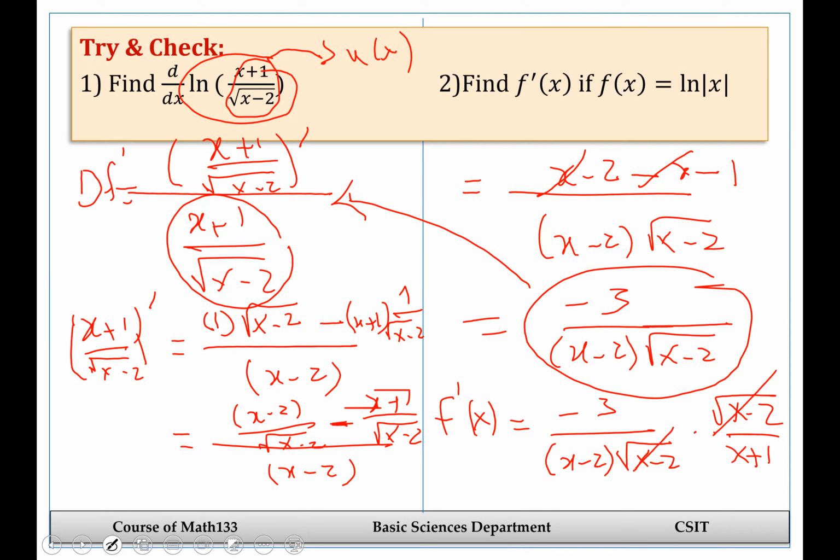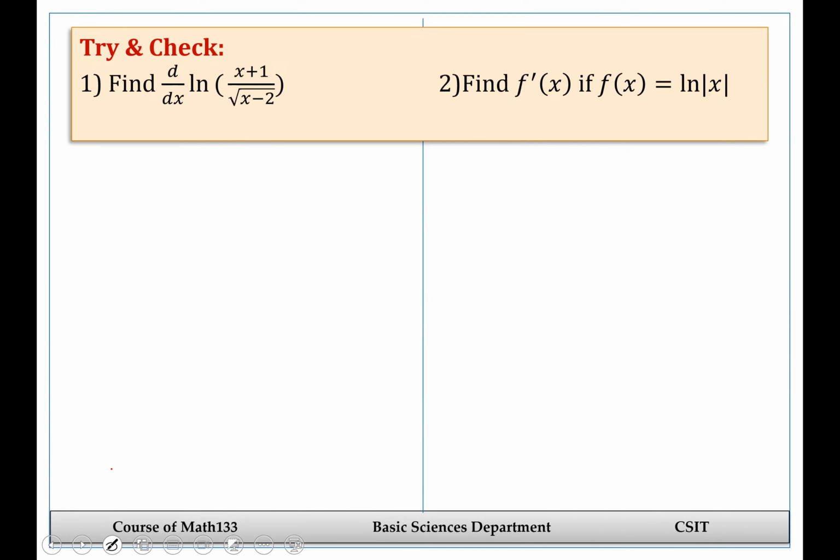So simplify by root, and then we will have minus 3 over (x plus 1)(x minus 2). So that's the derivative of this function. Now the second one, number 2.